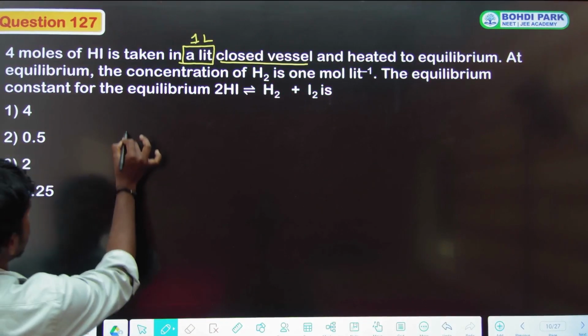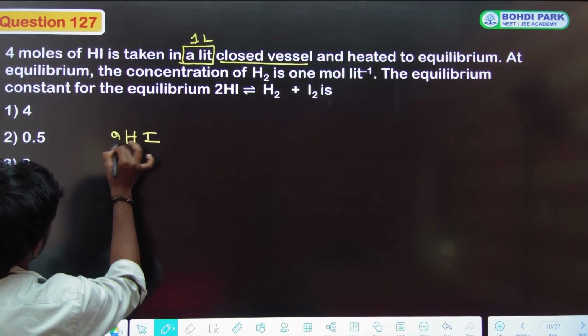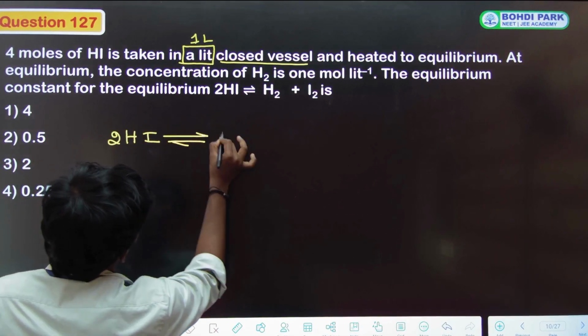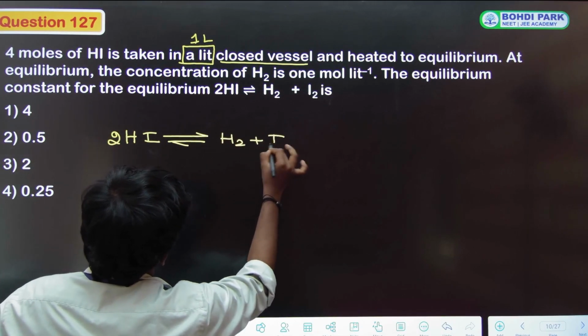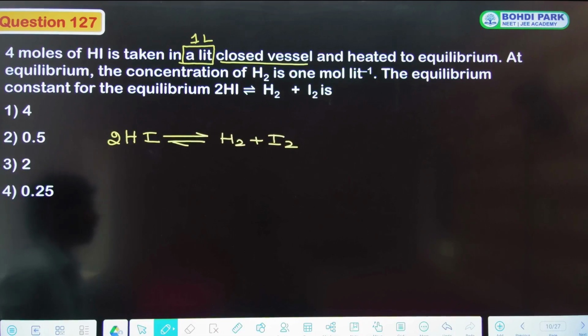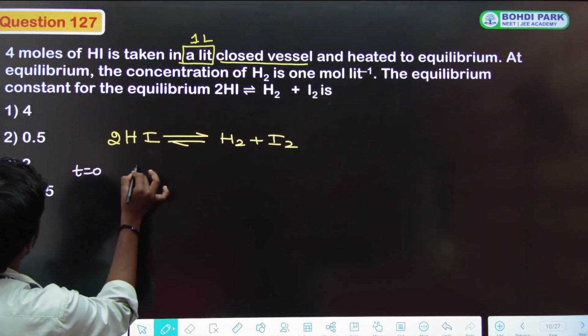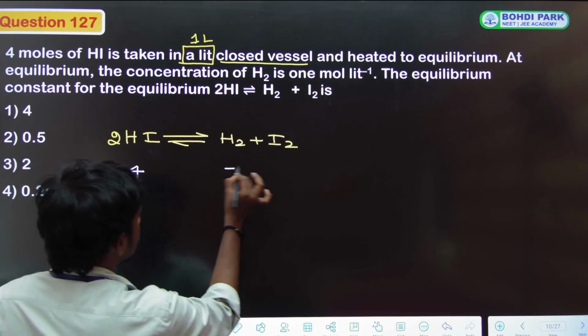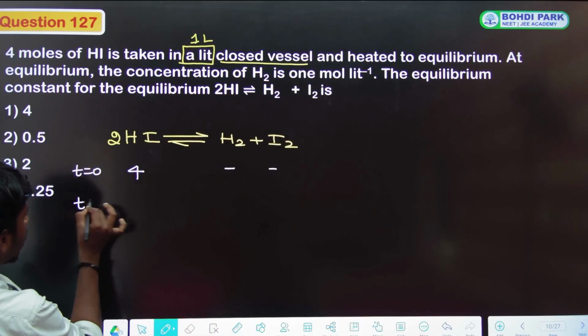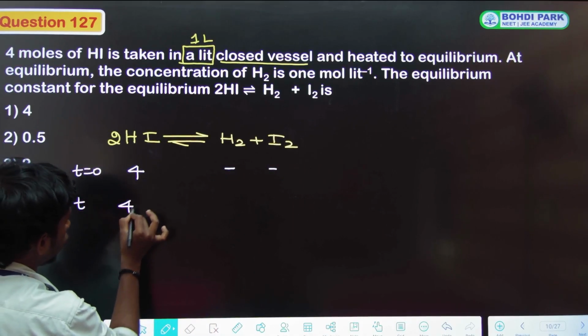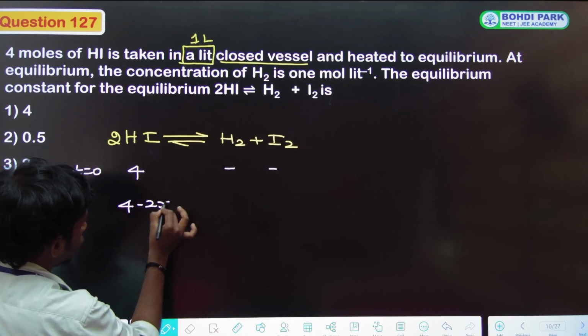HI எடுத்து என்ன பண்ணிருக்காங்க? H2 ஆவும் I2 ஆவும் பிரிச்சிருக்காங்க. ஓகேவா? At equilibrium, the initial number of moles at time t equal to 0 is 4. இங்க 0, இங்க 0. At time t, 4 minus 2x.